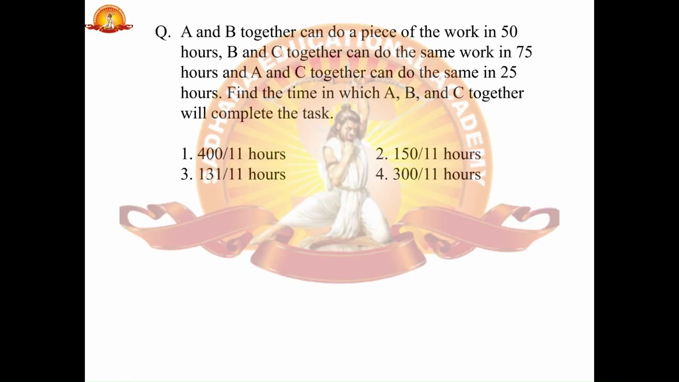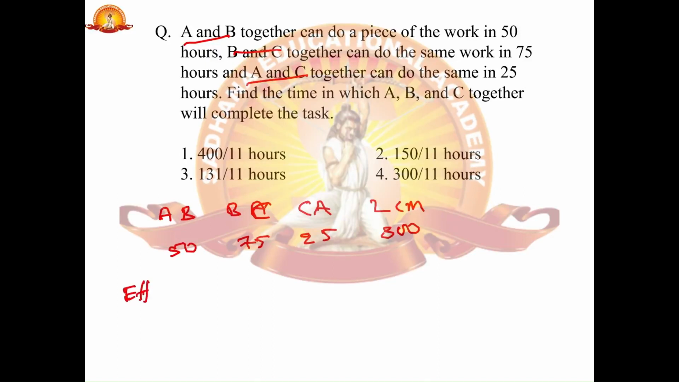So here the AB combination, BC combination, and CA combination are given. AB combination takes 50 hours, BC combination 75 hours, and AC combination 25 hours. If I take the LCM as 300, which can be assumed as the total work, then their respective efficiencies are 300 by 50, 6 units, 300 by 75, 4 units, and 300 by 25, 12 units.